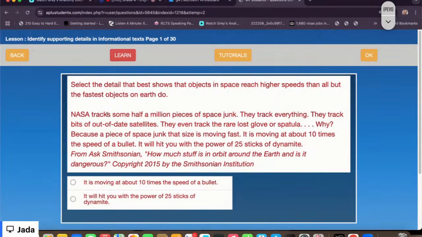NASA tracks some 500,000 pieces of space junk. All right, they track everything. They track bits of out of date satellites. They even track the rare lost glove or spatula. Why? Because a piece of space junk that size is moving fast. It is moving at about 10 times the speed of a bullet. It will hit you with the power of 25 sticks of dynamite.